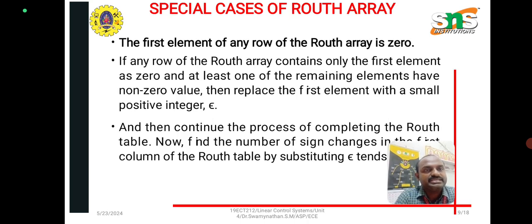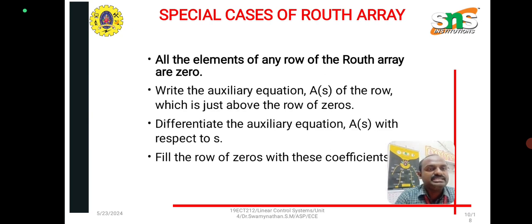Next, the special cases of the Routh array. If the first element of any row of the Routh array is 0, then you can make the auxiliary equation from the non-zero values. Based on the auxiliary equation, you differentiate and equate to 0. Then the column with the 0 is replaced with the resulting numbers, and you can find the result automatically. These are the special cases for the Routh array. We will see the examples.